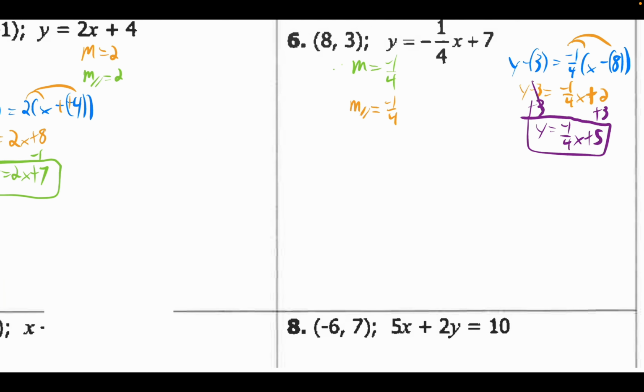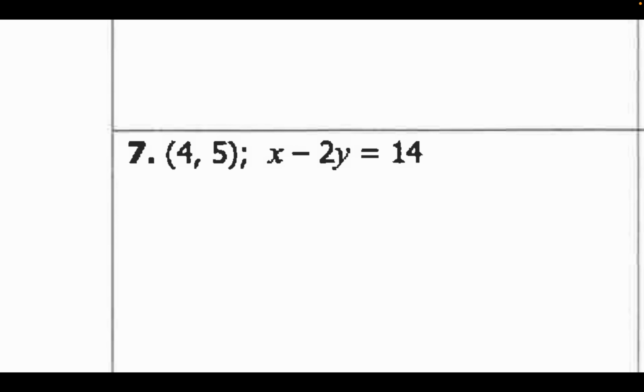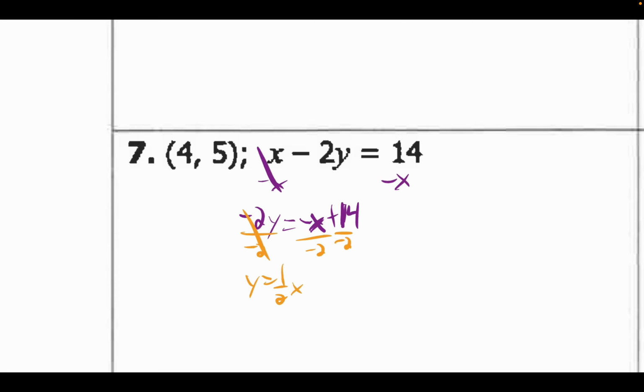On number 7, I need to get the equation in slope-intercept form first, so I'm going to work through that by subtracting x and getting negative 2y equals negative x plus 14. I move my work a little bit over to the left so that I can have room to do my point-slope form once I get the slope. Dividing everything by negative 2, I get y equals positive 1/2 x minus 7.